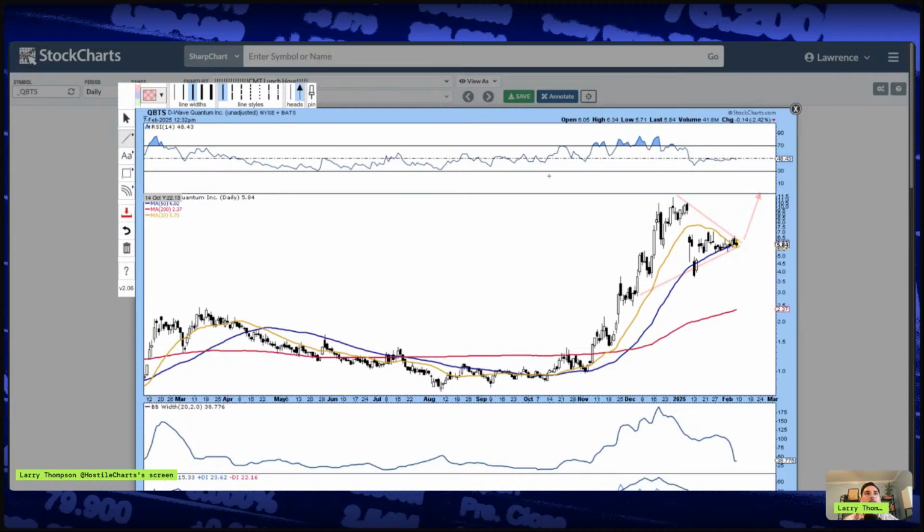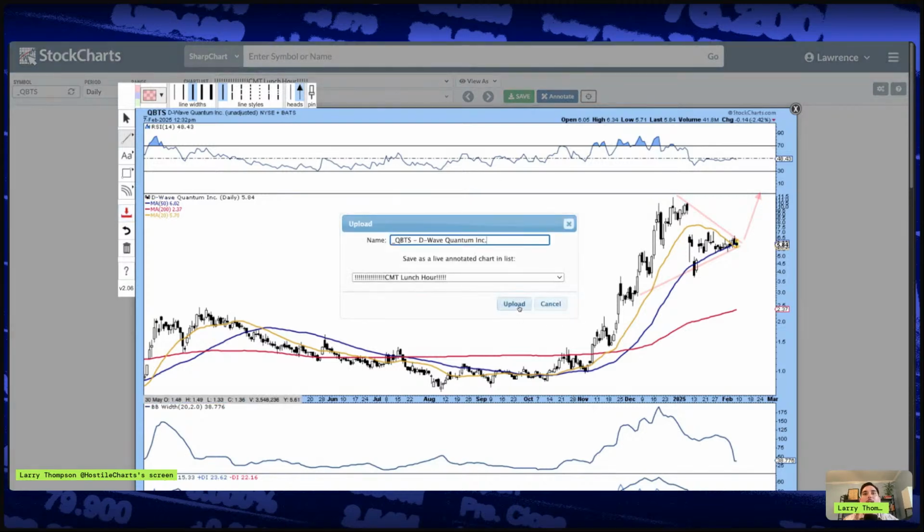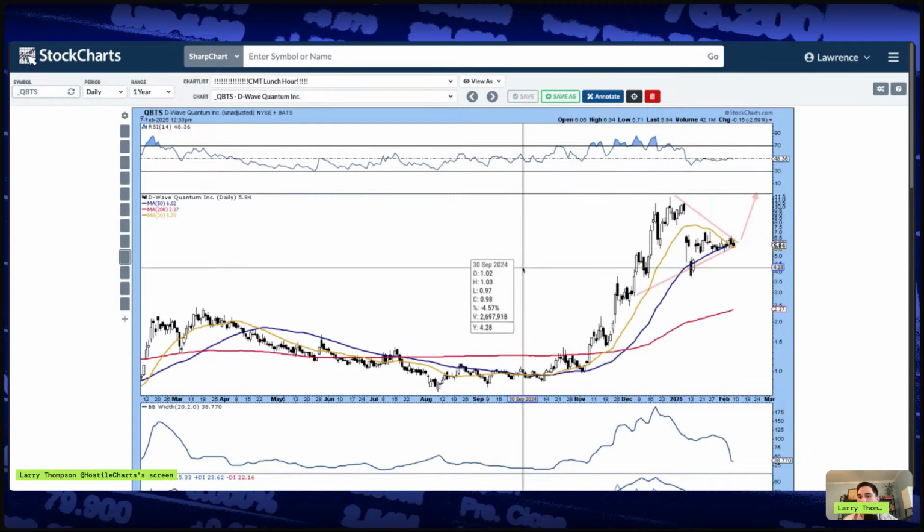So good looking chart from the chat. QBTS, shout out, right? D-Wave Quantum, another name I'm going to save, and we'll come back to and see if it actually resolves higher next week.